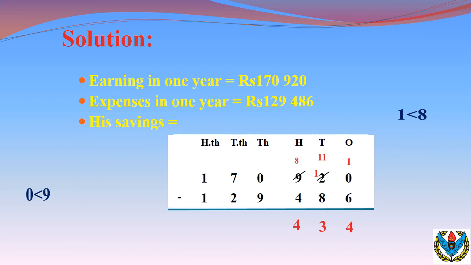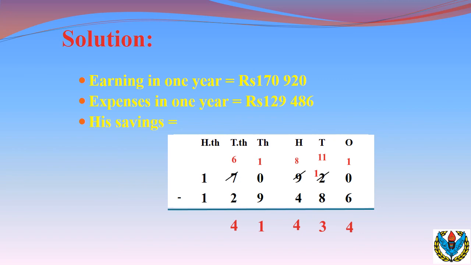Next we move forward to the thousands column. The digits are 0 and 9. Since 0 is less than 9, so we cannot subtract 9 from 0. And for this, we will borrow from the 10,000s column. Now the digit 7 in 10,000s column becomes 6, and the digit in thousands column becomes 10. Now 10 minus 9 is equal to 1, which will be written in thousands column. Now we move to the 10,000s column. The digits are 6 and 2. 6 minus 2 is equal to 4. The answer will be written in 10,000s column.